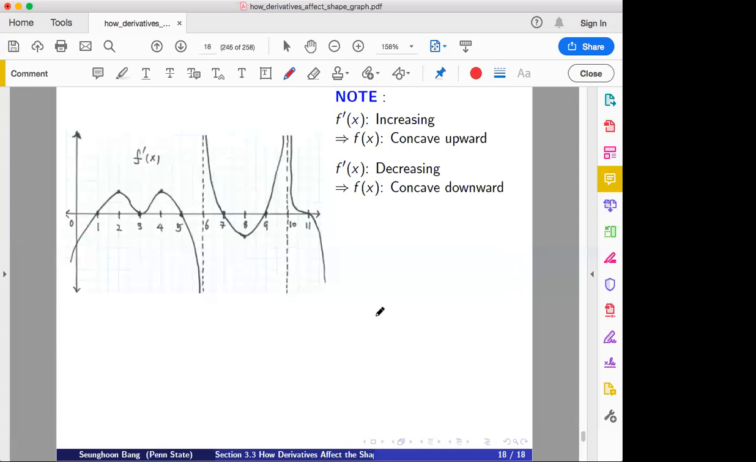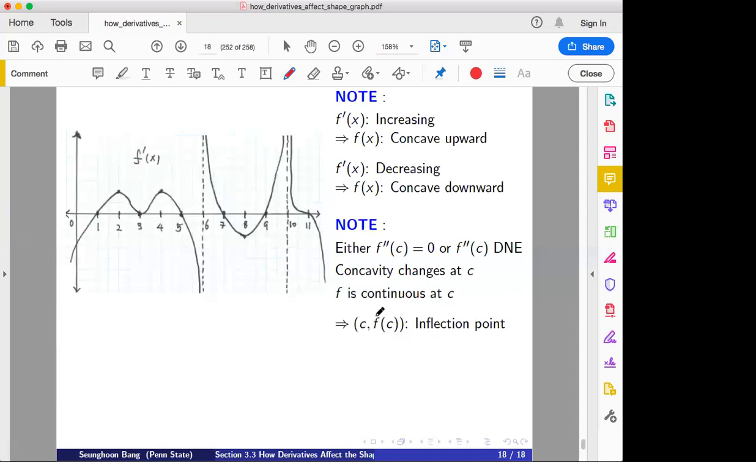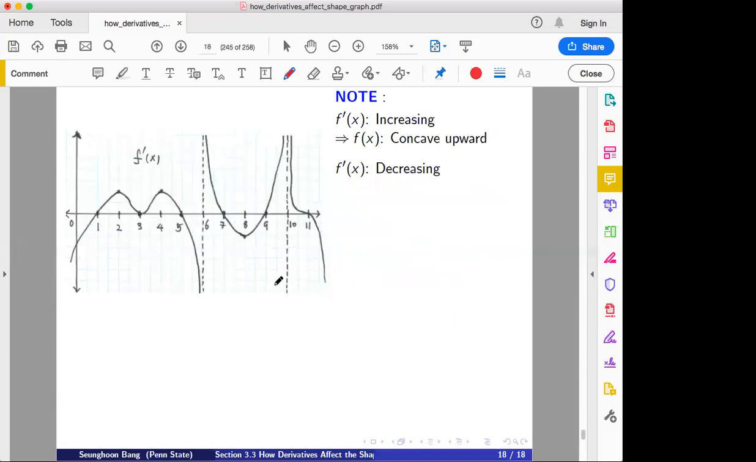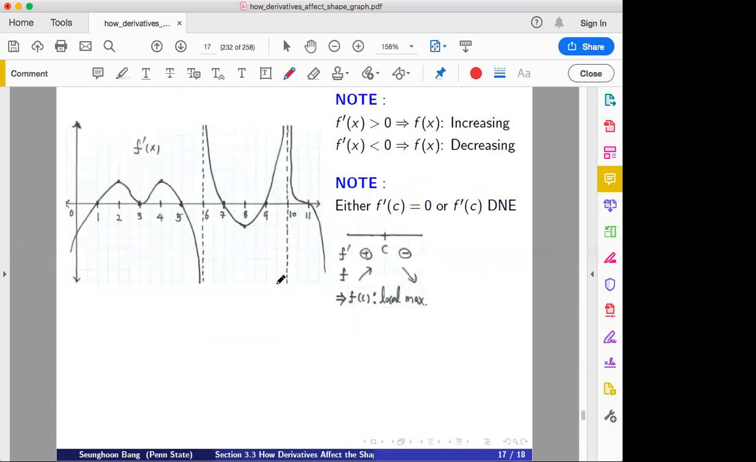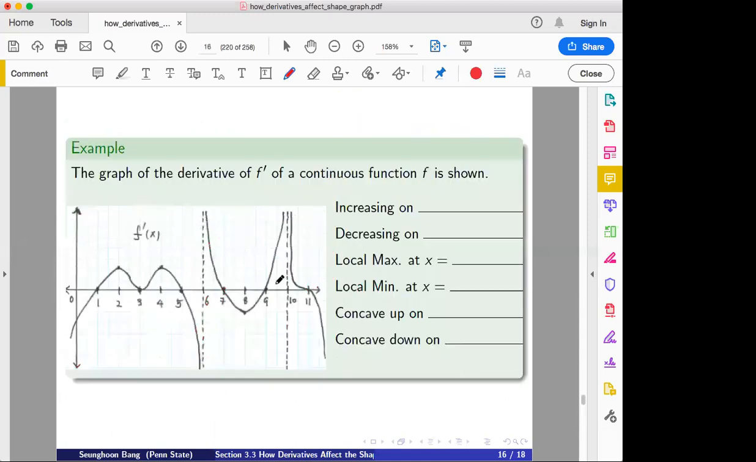Another one. How can you find an inflection point here? Note, the second derivative is equal to 0 or does not exist, and the concavity changes. One more: f is continuous at c, then c is an inflection point. Don't worry about the condition that function f is continuous. What's the function here? Yeah, continuous function. So don't worry about the last condition.